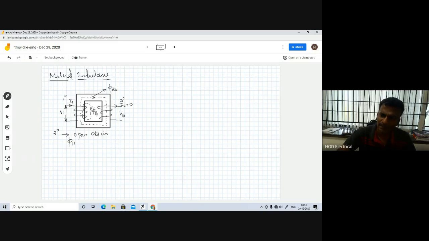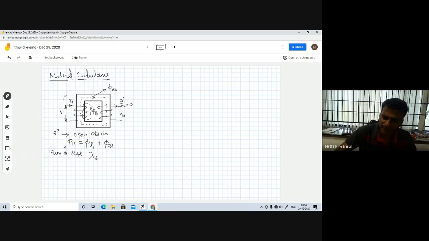As the secondary side is open circuited, the total flux can be written as the leakage flux plus the flux in the secondary winding due to the current flowing through the first winding. Then what is the flux linkage in the secondary winding? Even though it is open circuited, some flux linkage will be there in the secondary winding. Normally we note it as lambda, the flux linkage.